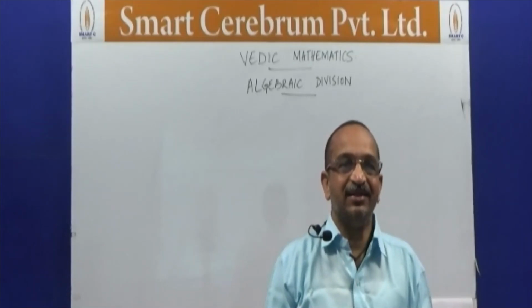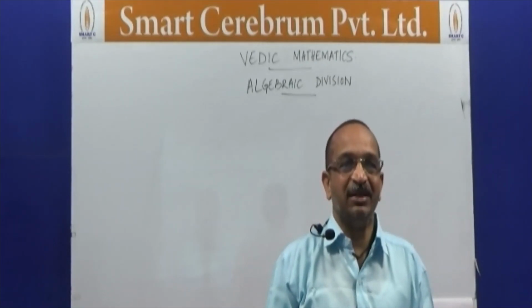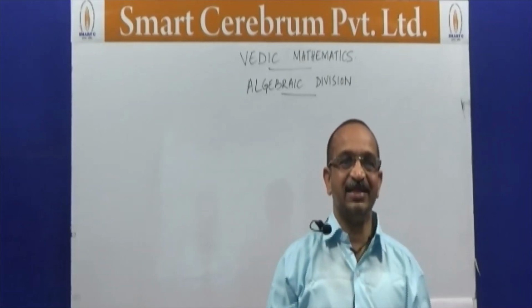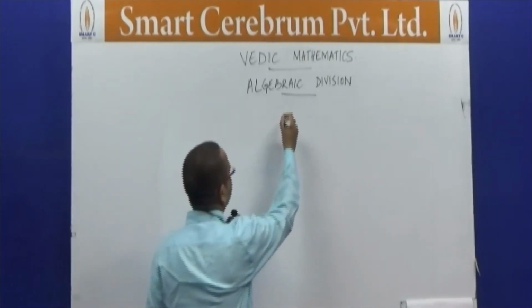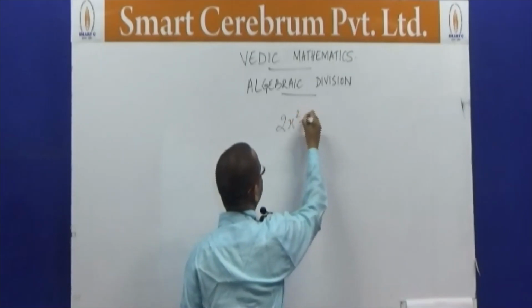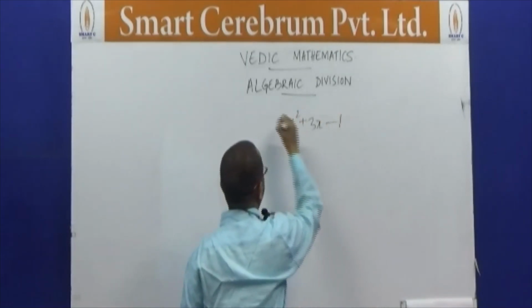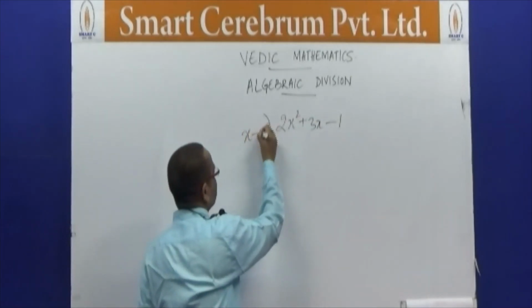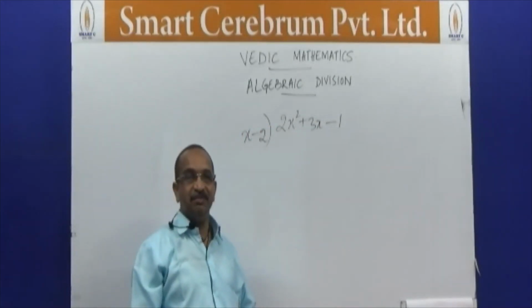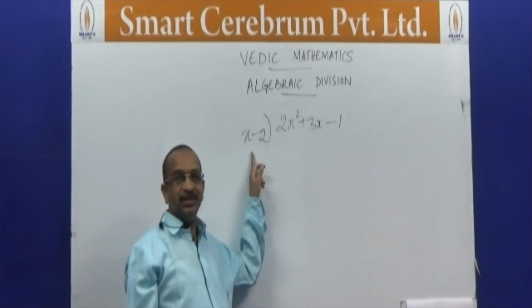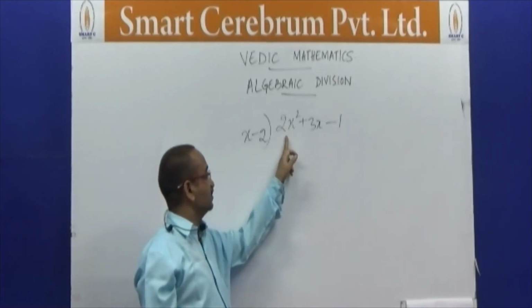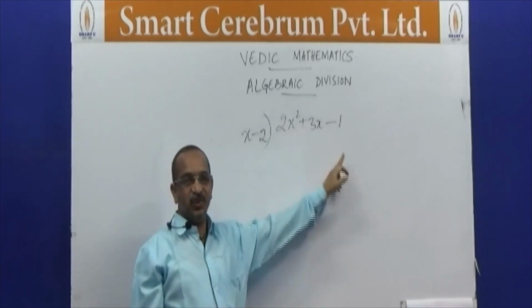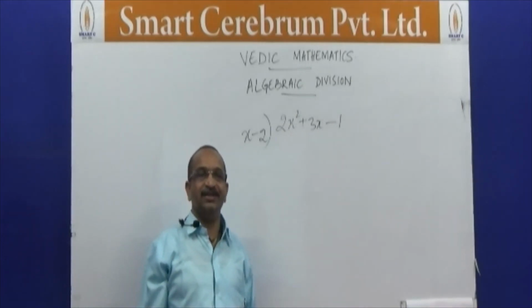In this method, in this part 1 introduction, let us take only a polynomial divided by one binomial. For example, let us take 2x squared plus 3x minus 1, and let me divide this by x minus 2. Here my divisor is x minus 2 and my dividend is 2x squared plus 3x minus 1. Let us see what is the quotient and remainder we get here.